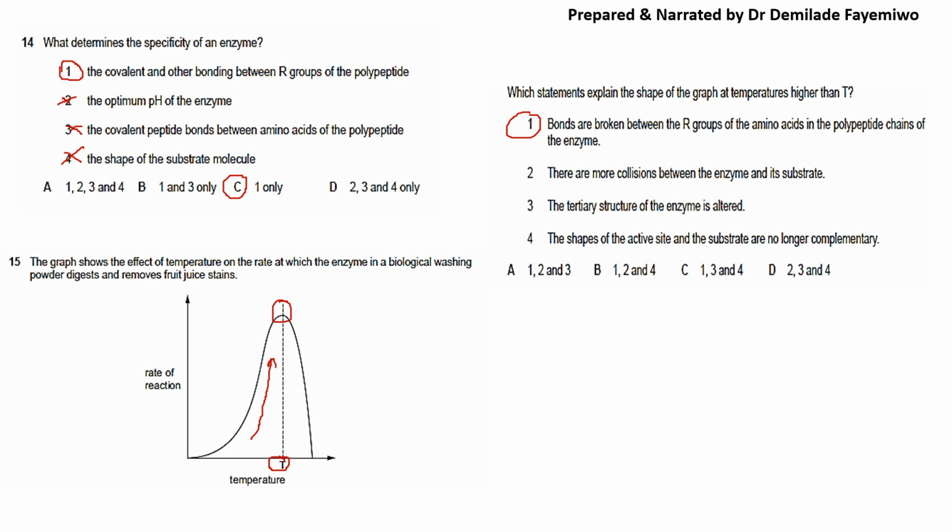Number two, there are more collisions between the enzyme and the substrate. That's not necessarily true, because the enzyme is being denatured while this is happening. So there is no way for it to collide successfully with the substrate. So that makes that impossible. The tertiary structure of the enzyme is altered. That's also true. The shapes of the active site and the substrate are no longer complementary. That is also true. So that leads us to our answer being C for number 15.